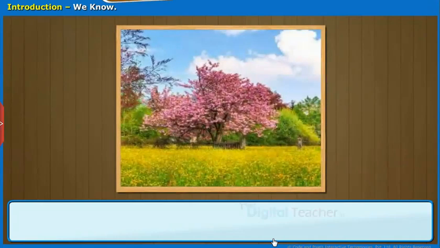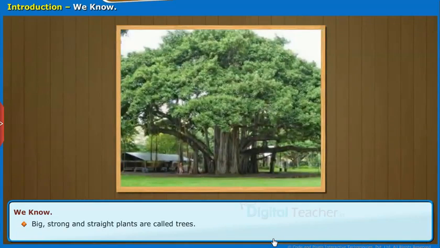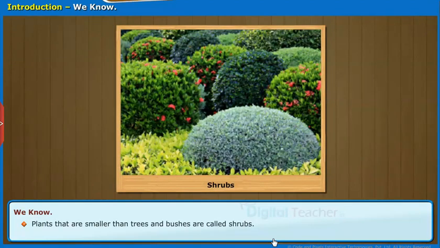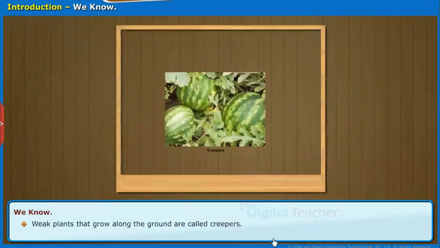Now let us start our chapter with the introduction. We know different types of plants are found around us. They make our world beautiful. Big, strong and straight plants are called trees. Plants that are smaller than trees and bushes are called shrubs. Weak plants that need a support to climb are called climbers. Weak plants that grow along the ground are called creepers.